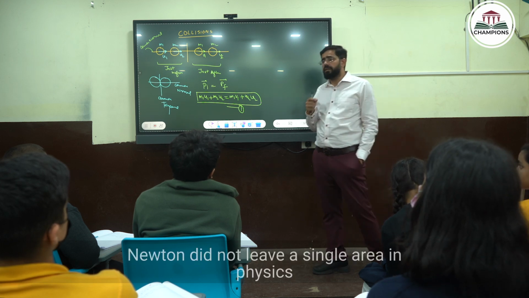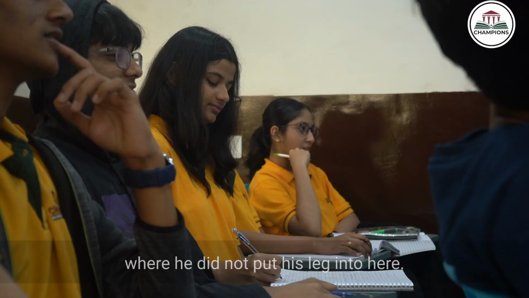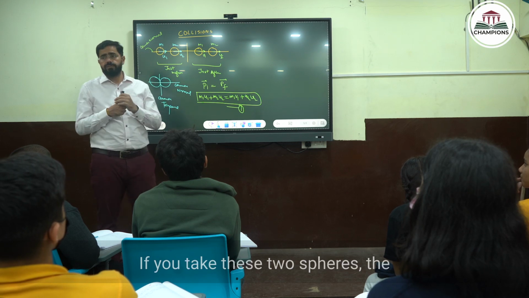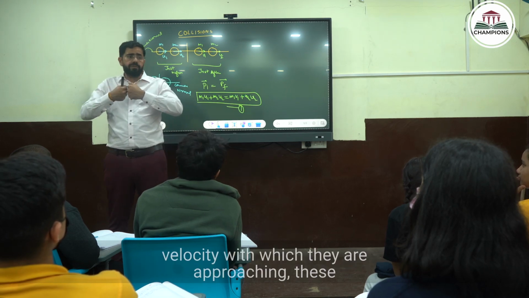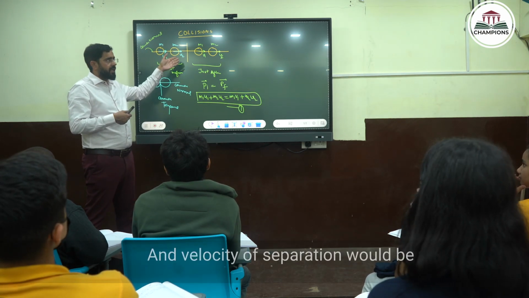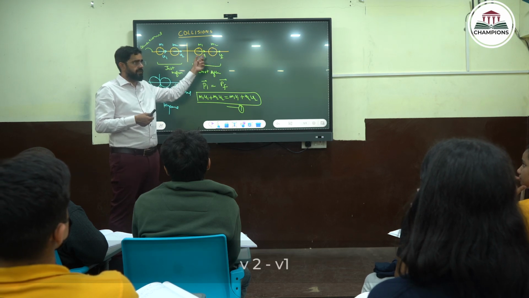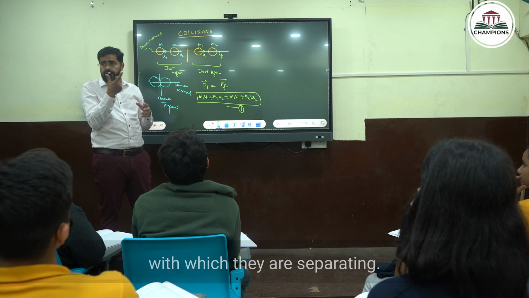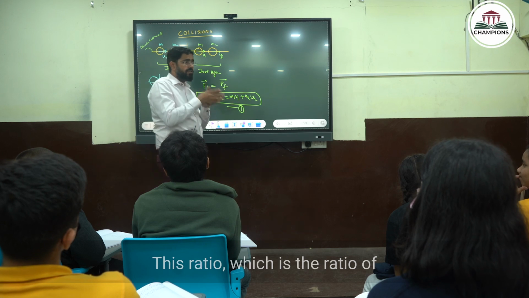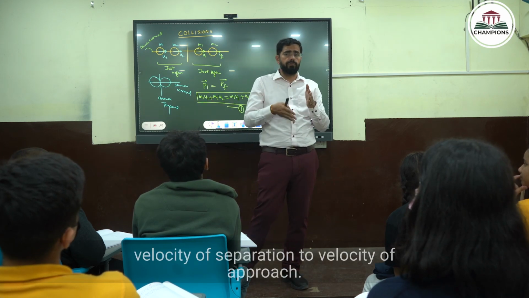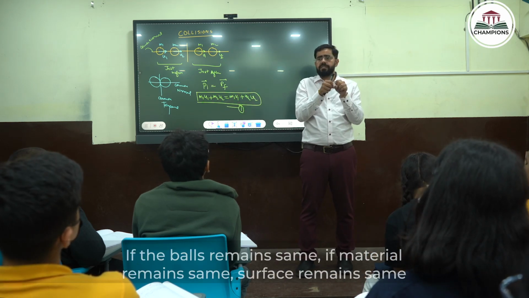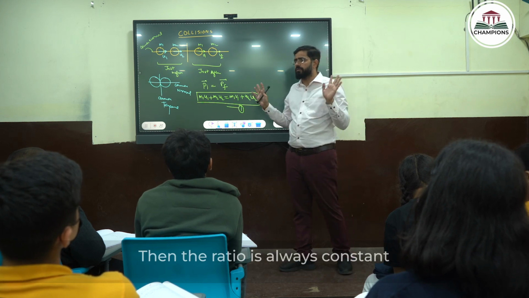Newton did not leave a single area in physics where he did not put his leg into. What did Newton say? Newton ने बोला, if you take these two spheres, the velocity with which they are approaching would be u1 minus u2. And velocity of separation would be v2 minus v1. So there is certain velocity with which they are separating, there is certain velocity with which they are approaching. This ratio, which is the ratio of velocity of separation to velocity of approach, remains constant. If balls remain same, if material remains same, surfaces remain same, then this ratio is always a constant.